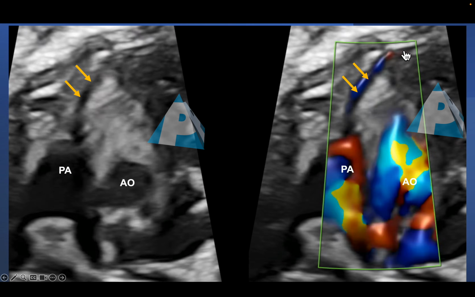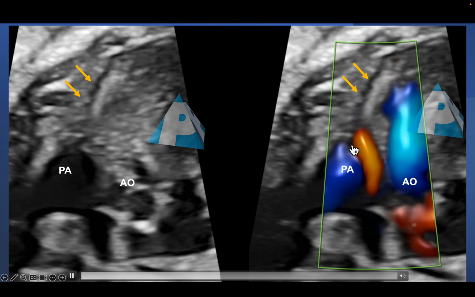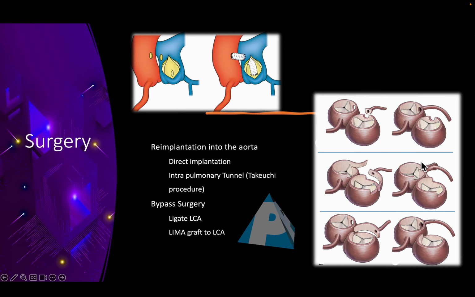Again, in the zoomed view, the yellow arrows show the coronary artery flow, which is to and fro and opens into the lateral aspect of the pulmonary artery. Surgically, many times it's difficult to mobilize the coronary arteries, as they are dilated and fixed to the myocardium. Other techniques include intrapulmonary tunnels like Takeuchi's procedure, but remember this is now less used because there could be an obstruction or problem in the pulmonary artery. Another way is to ligate the pulmonary artery and put a LIMA graft on that.